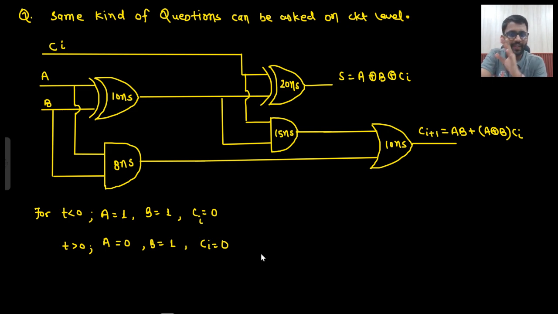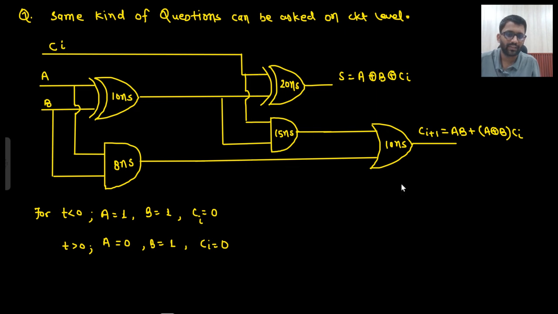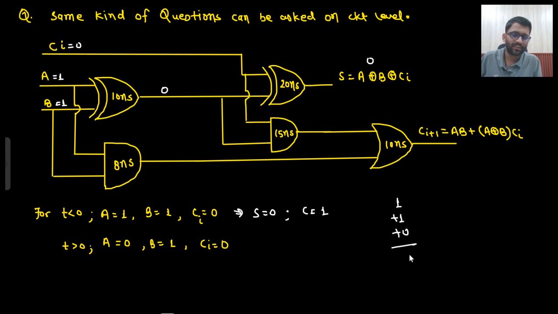Let's see this question. So same kind of questions can be asked on circuit level as well. So now I have drawn the circuit level. This is half adder, this is half adder, and this is your OR gate. So what you can do, you can convert them to half adder. But why would you do these kind of things in the examination? In the examination, you will be solving it, right? So for t less than 0, A is 1, B is 1, and Ci is 0. So let's analyze it. So 1 XOR 1, this would be 0. 0 XOR 0, this would be 0. Or first you can check here as well, that my sum will be 0 and carry will be 1. Because 1 plus 1 plus 0, sum is 0, carry is 1.